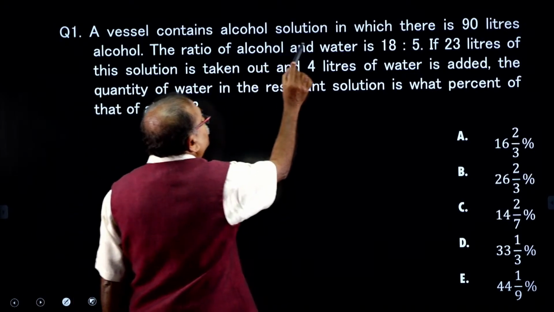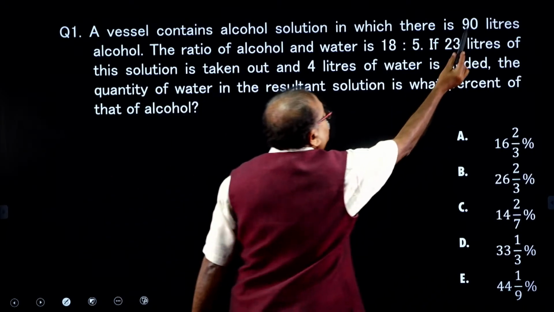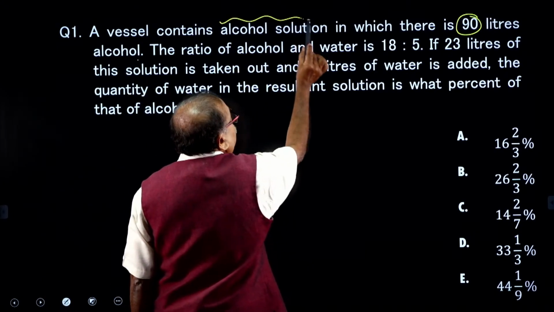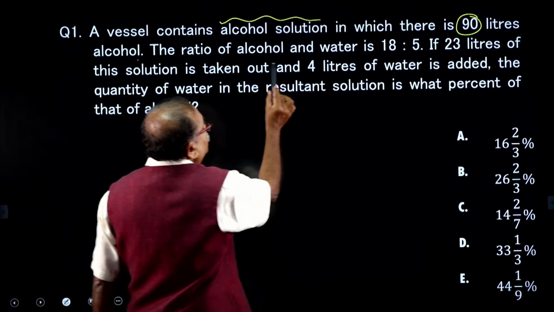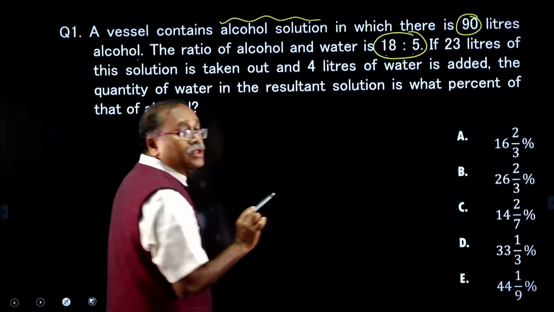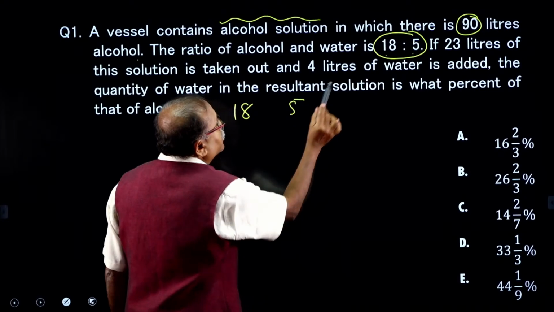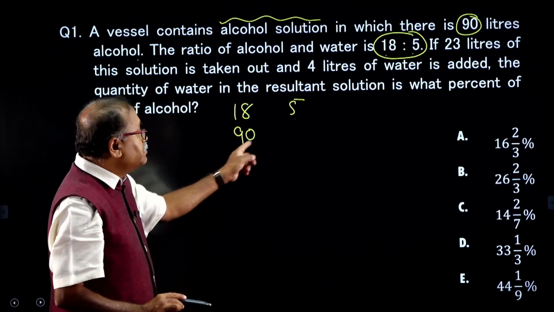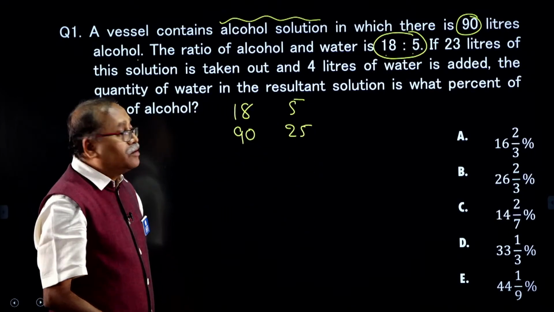A vessel contains an alcohol solution in which the alcohol is 90 liters. The ratio of the alcohol and water is given to us as 18:5. So, this is alcohol and this is water, and the 90 liter alcohol is given to us. So, 18:5 is 90, so the water should be 25. Am I right?